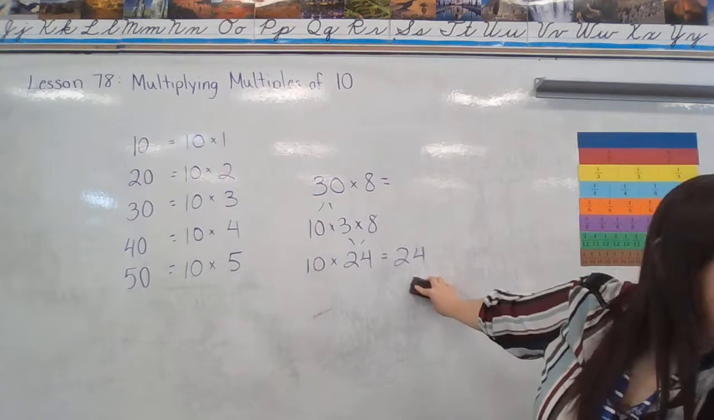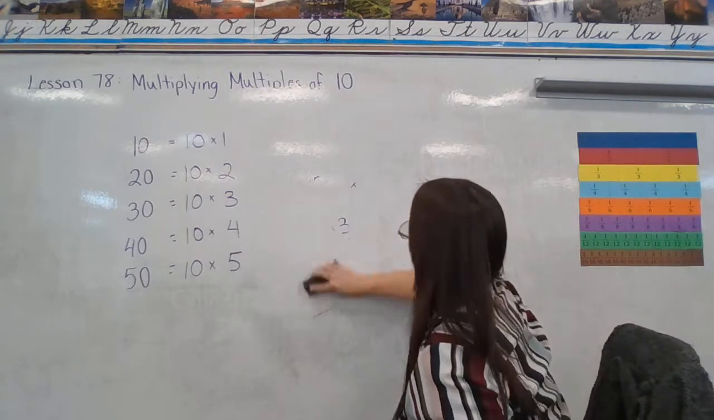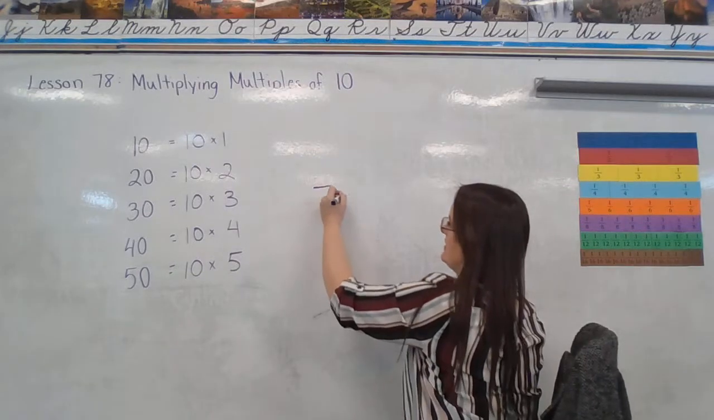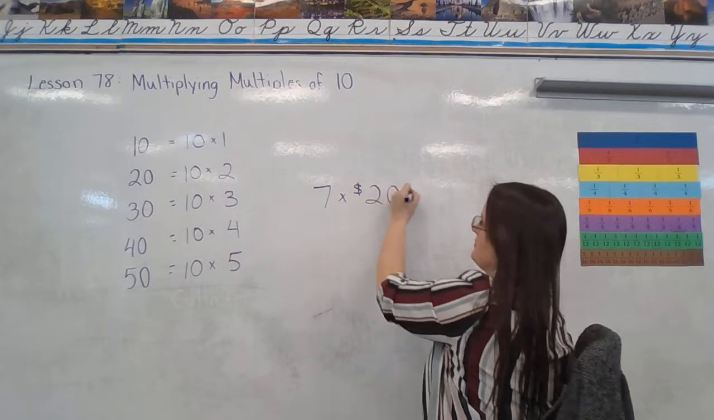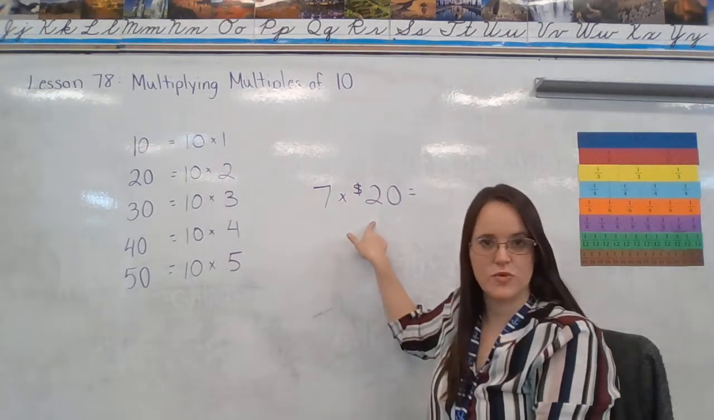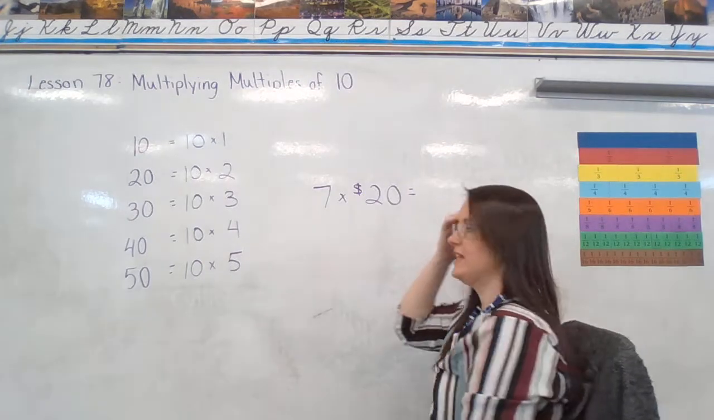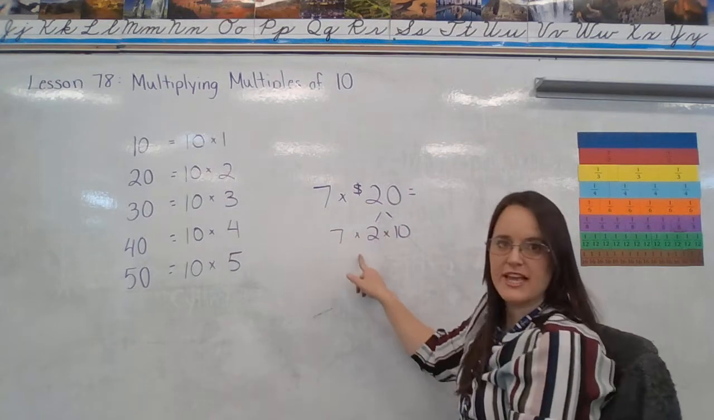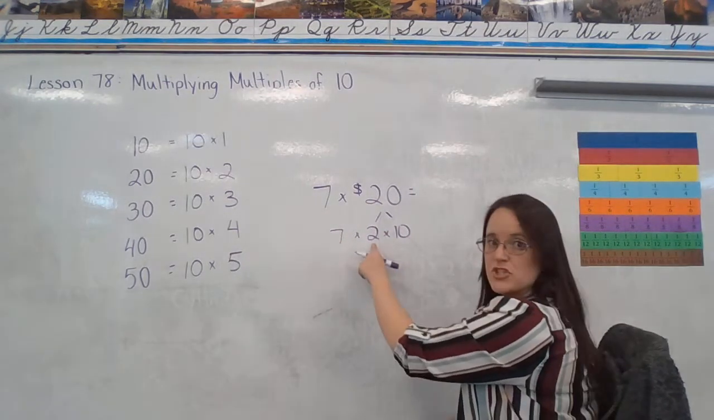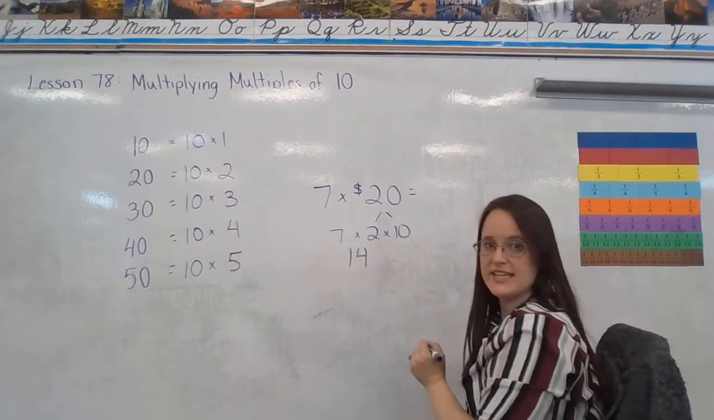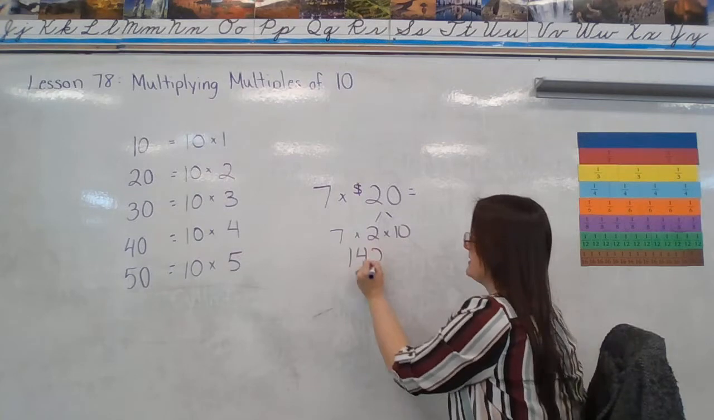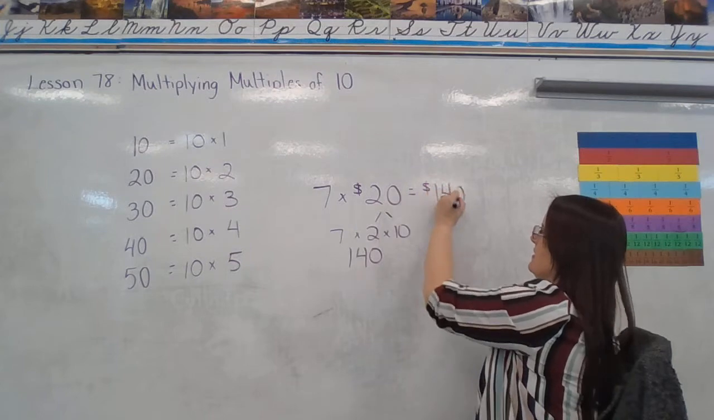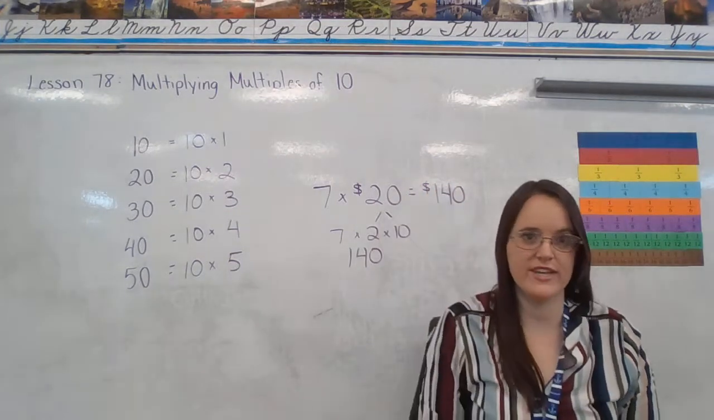Diana has 7 $20 bills. How much money does Diana have? She has 7 $20 bills. So that's 7 groups of 20. So we know we're going to break this into 2 times 10. And we have to multiply our 7 there. So 7 times 2 gives me 14, and then I'm going to tack my 0 on at the end. So we've got 7 times $20 equals $140.